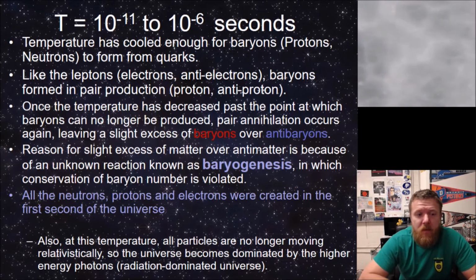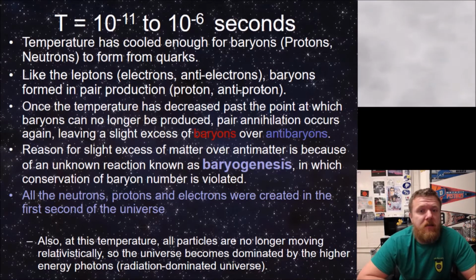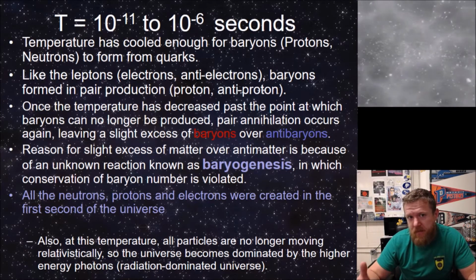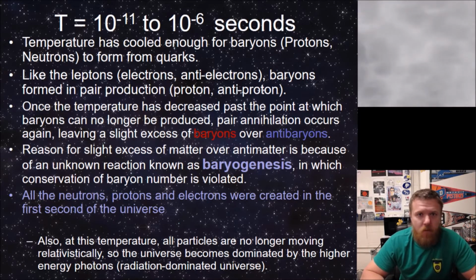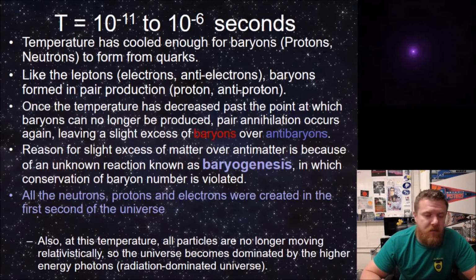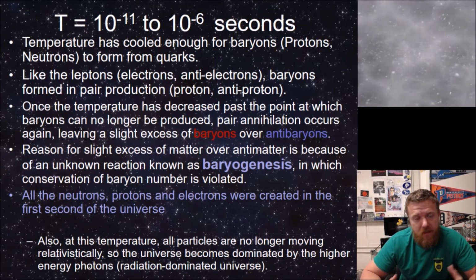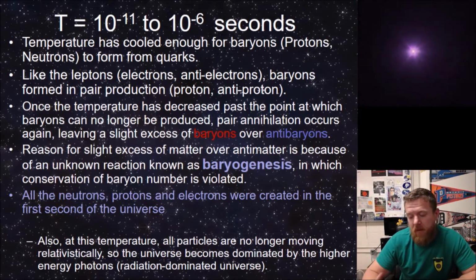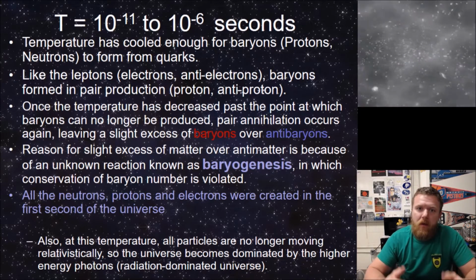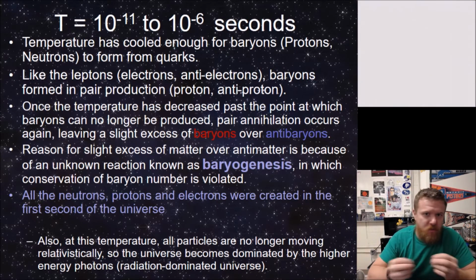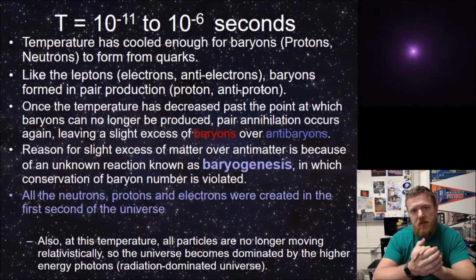Moving forward, between 10 to the negative 11 and 10 to the negative 6 seconds, the universe is continuing to expand, it's continuing to cool down, and at this point it's now cool enough to form what are known as baryons. Baryons are a scientific way to say protons and neutrons. Before this, it was too hot, and the quarks that were left over from that 1 in a billion particle, antiparticle annihilation, those quarks were just kind of swimming around. But now that it's cooled down, those quarks are going to start to stick together.